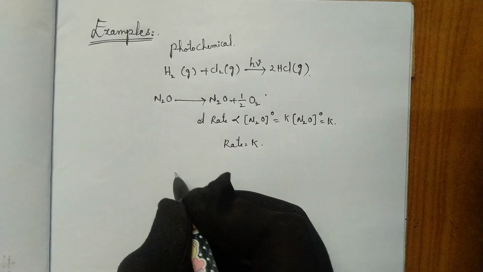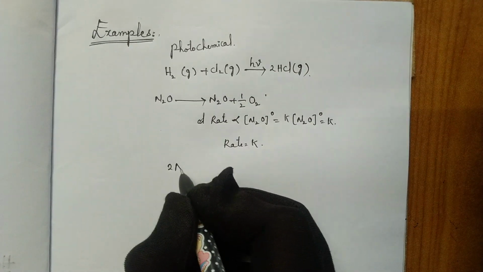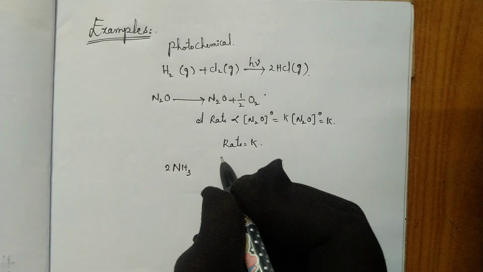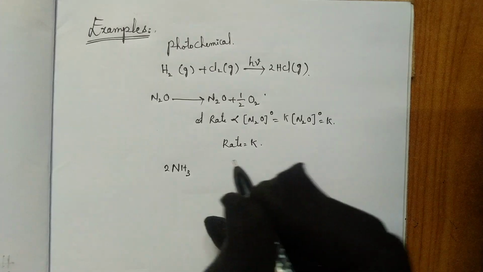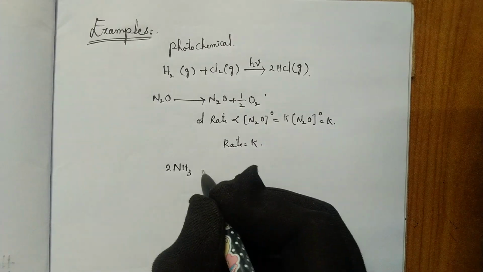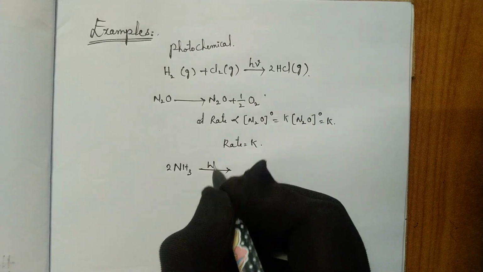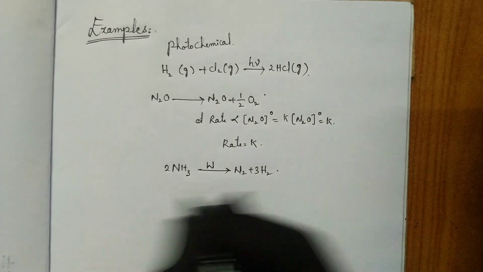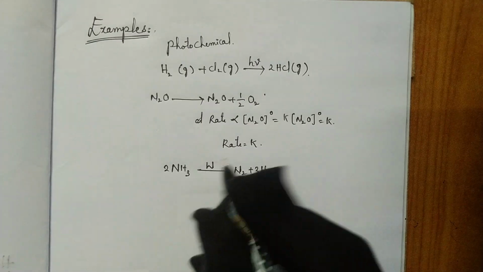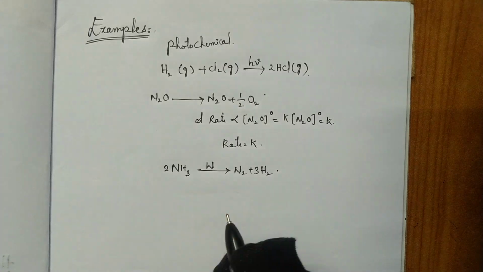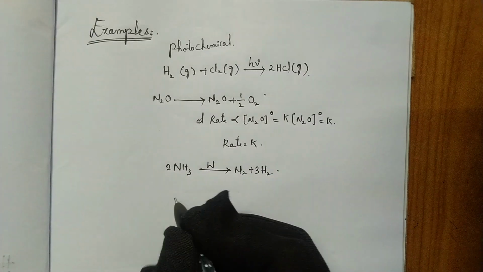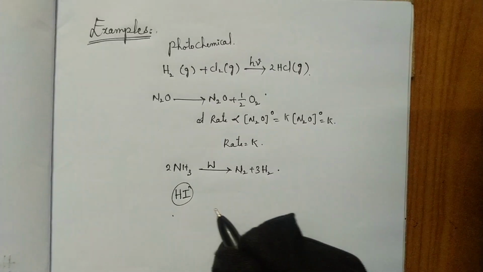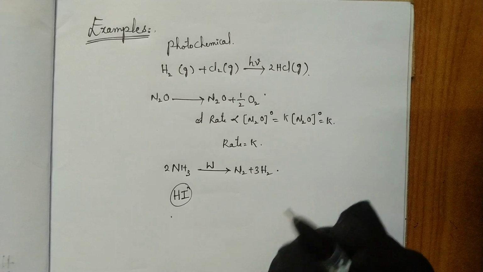Also, the decomposition of ammonia in the presence of molybdenum or tungsten is a zero order reaction. We have some other examples also, like the decomposition of hydrogen iodide on a gold surface, and the iodination of acetone in the presence of H+ ions.